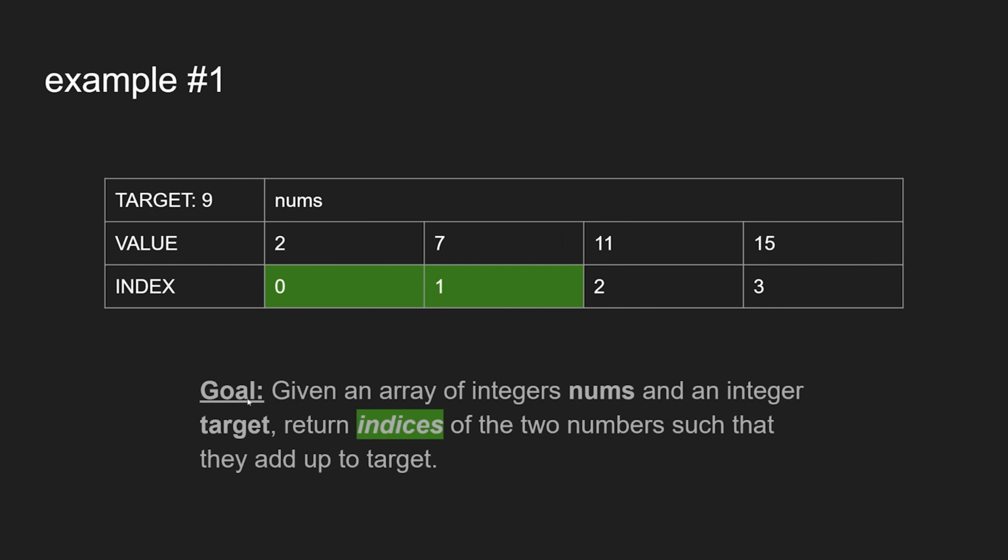And just as a reminder, the goal is to return indices, so not the actual values that sum up to the target, but the index, so where they are in this list. In this case, 2 is in the 0 index and 7 is in the first index. So the answer actually wants us to return 0 and 1.